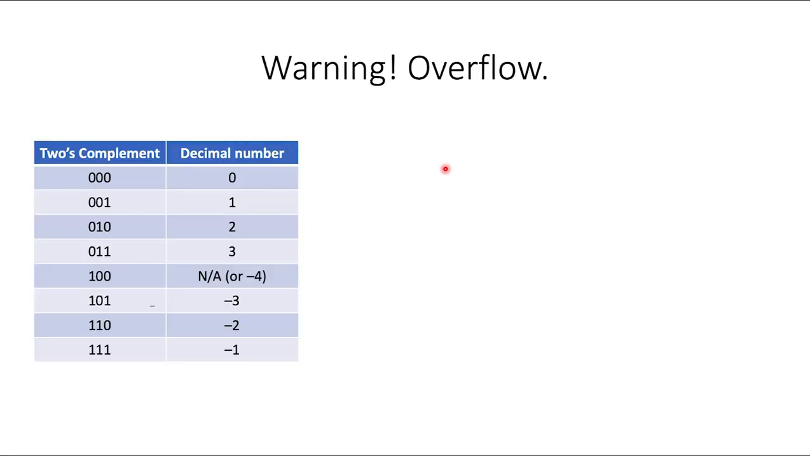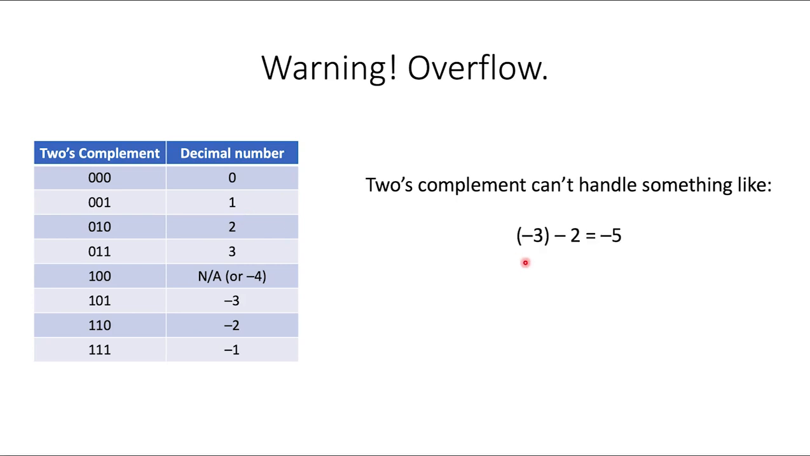And the last thing I want to say is that there's a warning, which is that there's a notion of overflow, which can cause problems if you're not careful. So 2's complement can now handle subtraction problems, but there are some subtraction problems that it cannot handle. For instance, if I take negative 3 and I subtract 2, well, the correct answer to this question would be negative 5, but there's no negative 5 in this list. Negative 3 is 1, 0, 1, 2 is 0, 1, 0.